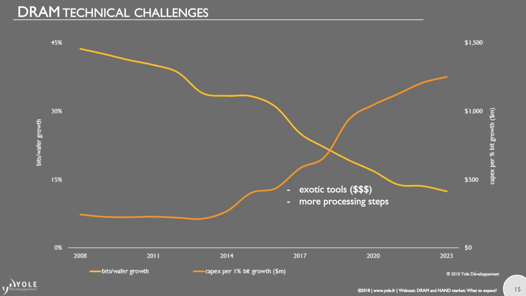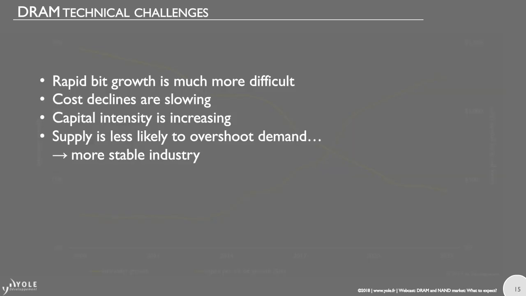More processing steps requires more tools, and more tools take more space, and all of this just costs more and more money. So the capital intensity is generally increasing, and this is something that we expect to continue increasing as we go forward. So what's this led to?